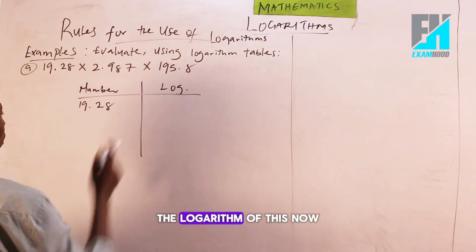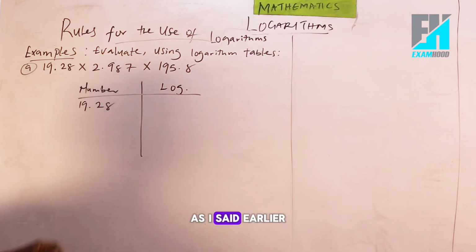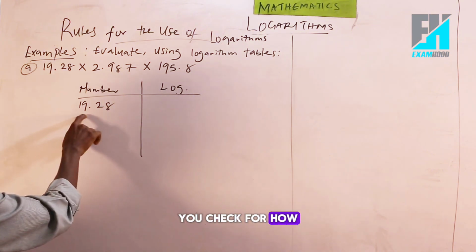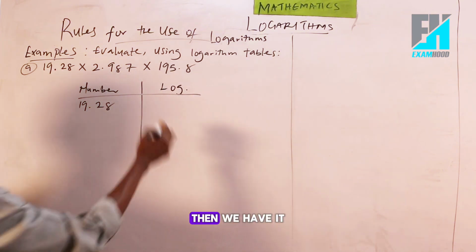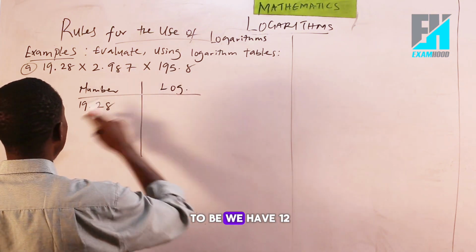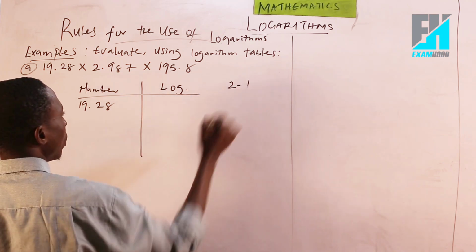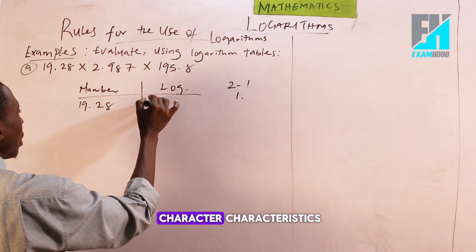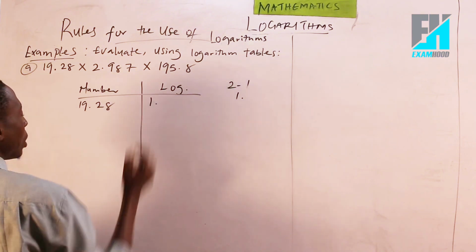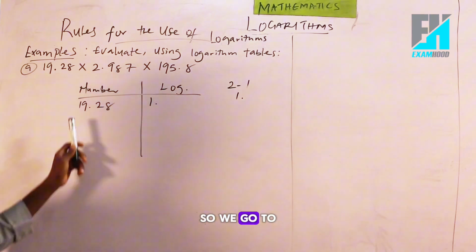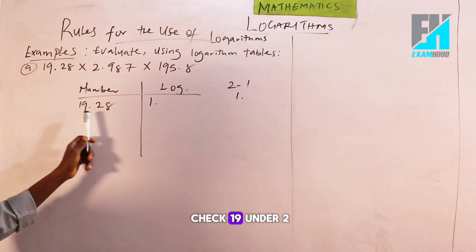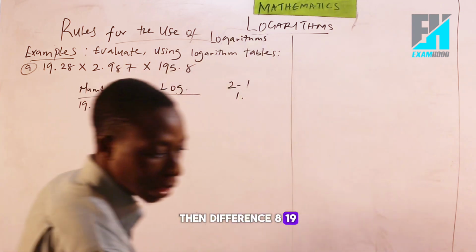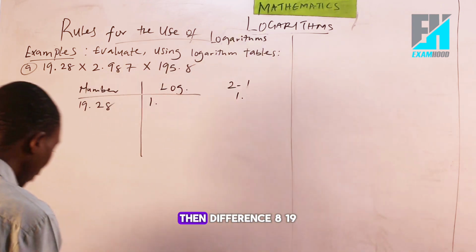So the logarithm of this now, as I said earlier on in our previous classes, you check for how many digits you have here. Then we have 1, 2, that is 2 minus 1. So we have it to become 1 point. So that is your characteristic. So 1 point. So we'll go to our logarithm table to check 19 under 2, then difference 8.